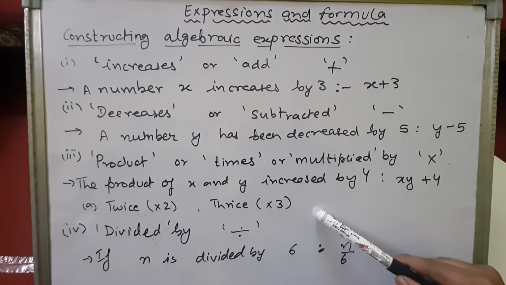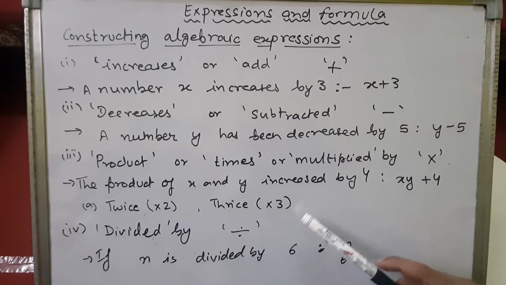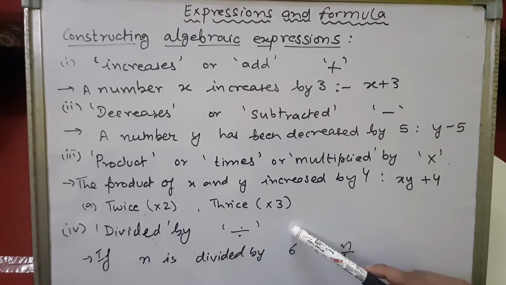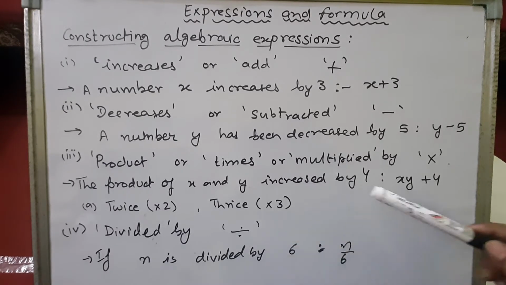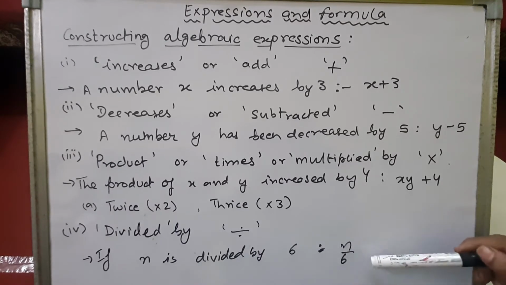These are also important, like twice is used, twice the age of a brother, or certain statements where we use twice. Twice means 2 times and thrice means 3 times. Divided by means we have to use the division sign for that. So if n is divided by 6, that means it is written n by 6, or n, put the divide sign and write 6. That will be the algebraic expression. So note down this much first.